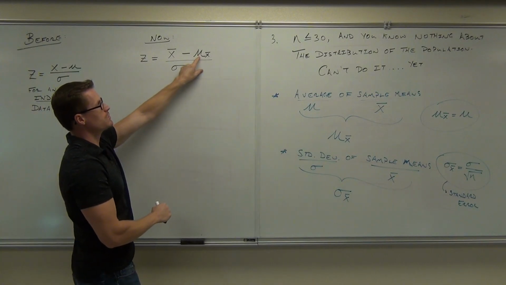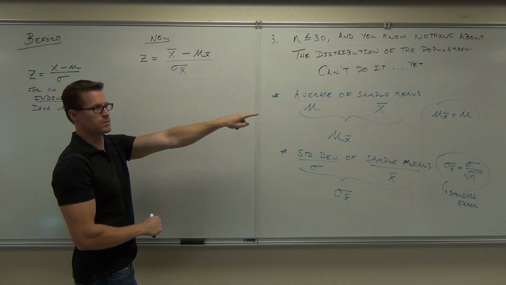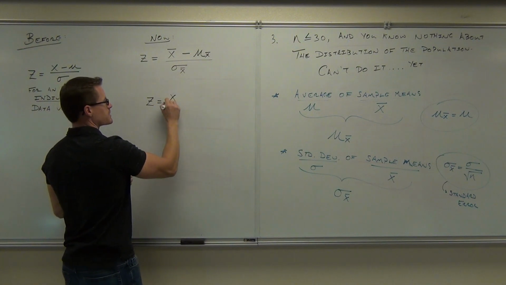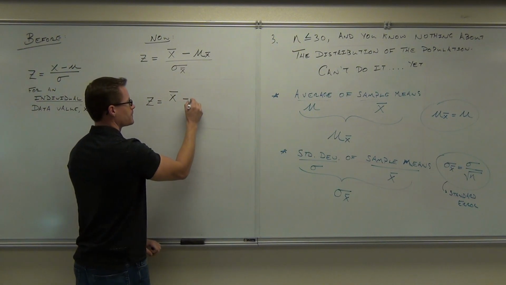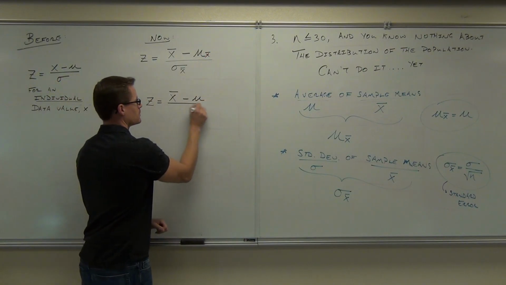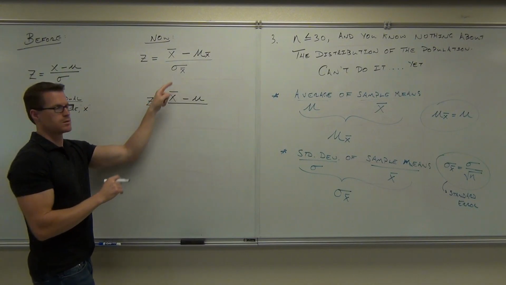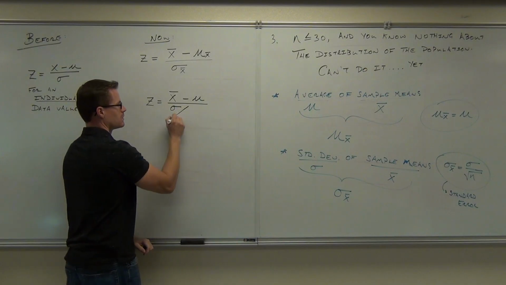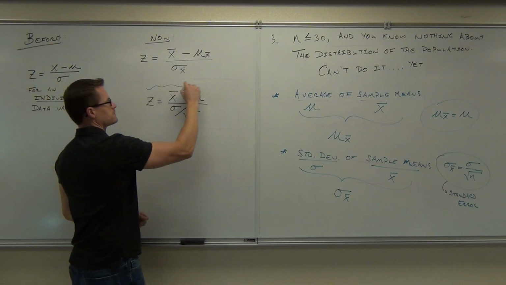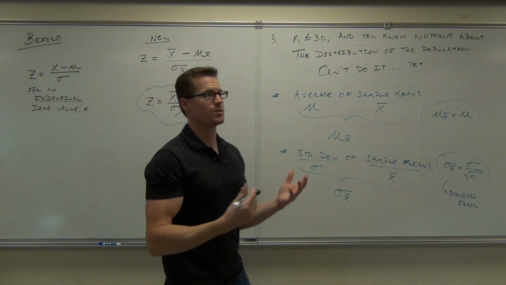How much is mu of x bar actually equal to? Mu. X bar is going to stay the same. We know how to find that. This is the same thing as mu. How much is this actually equal to? Sigma over the square root of n. This right here is what we'll do to find the z-score of a group of data, of our sample.